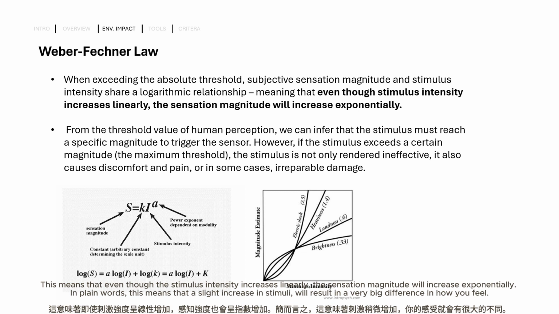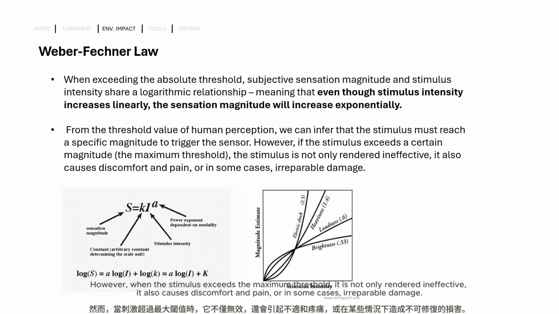In plain words, this means that a slight increase in stimuli will result in a very, very big difference in how you feel. However, when the stimulus, in this case we will be talking about light, exceeds the maximum threshold, so when the light is overly bright, it is not only rendered ineffective, it also causes discomfort and pain, or in some cases, it even causes irreparable damage.